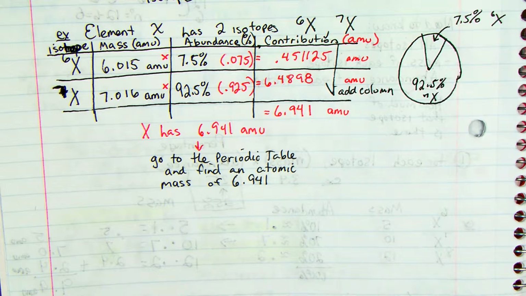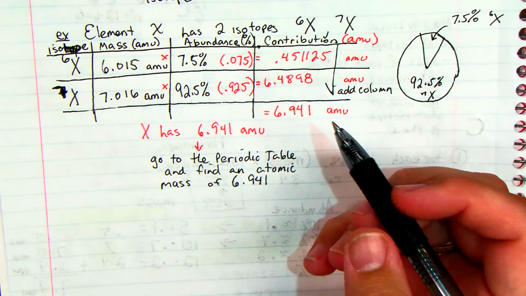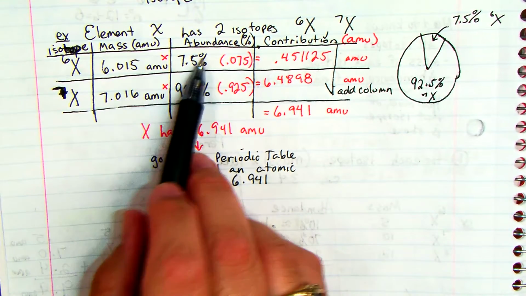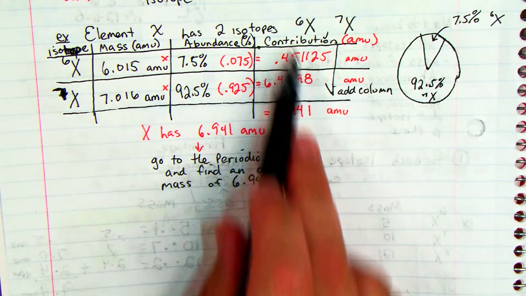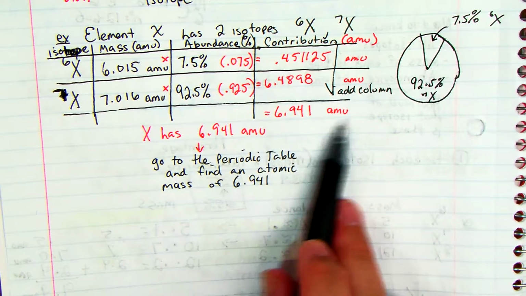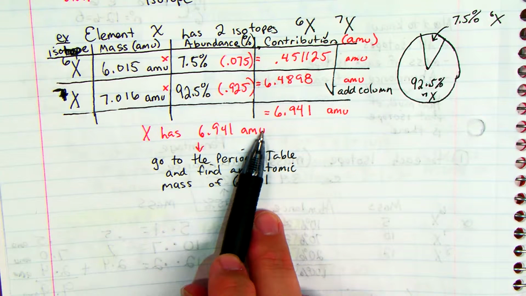So yes, sir. So all we're doing is just multiplying and adding columns together? You multiply those two, and then you get your answer, and then you add that column together to get your AMUs. So now we got to find which one has an AMU of 6.941.